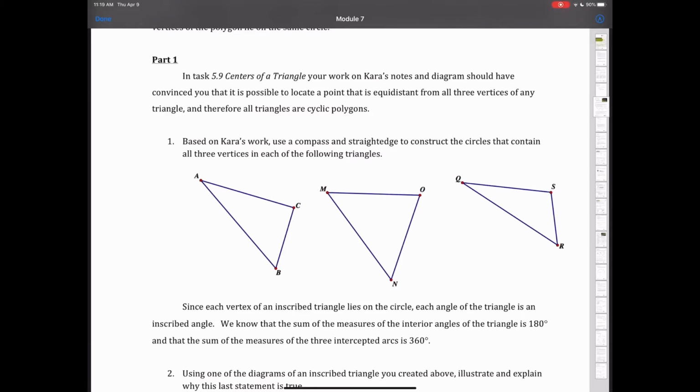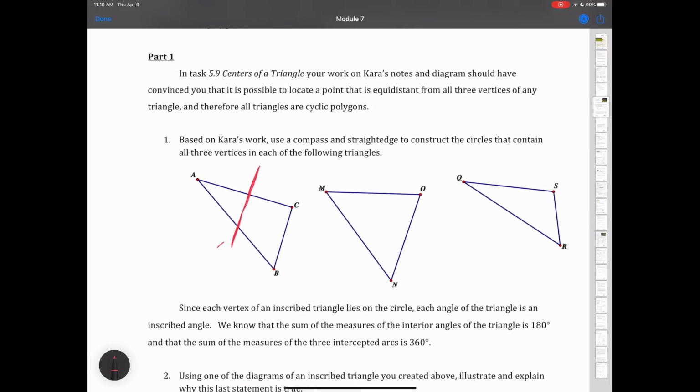So I'm going to do the first one with you, and then you can do the other 2 on your own. I don't have a compass here, so I'm going to guesstimate mine. There's one, and here's another, approximately. They coincide with one another pretty well, at that point right there.